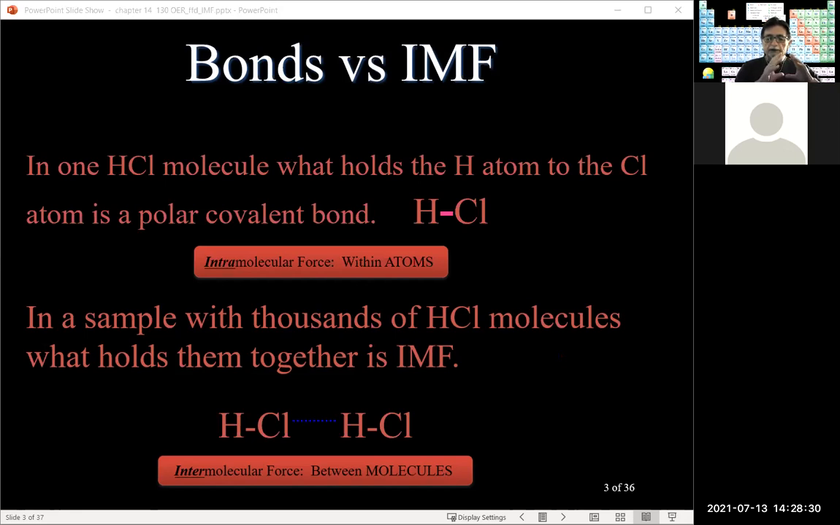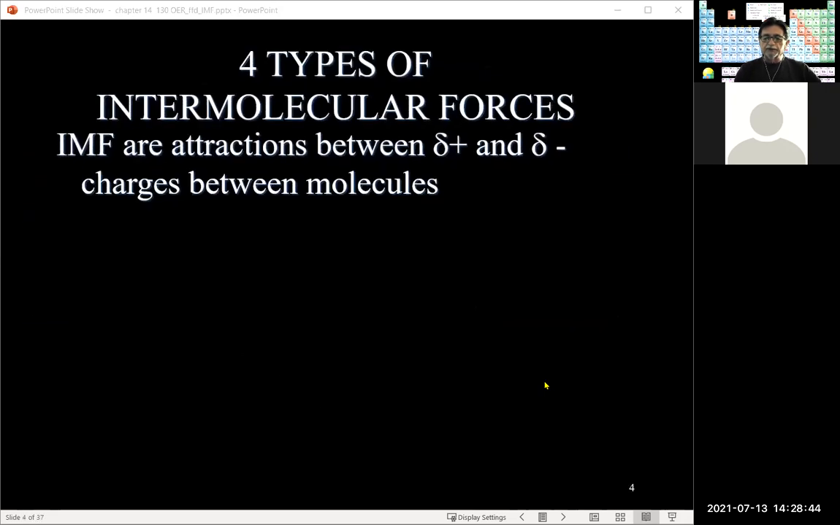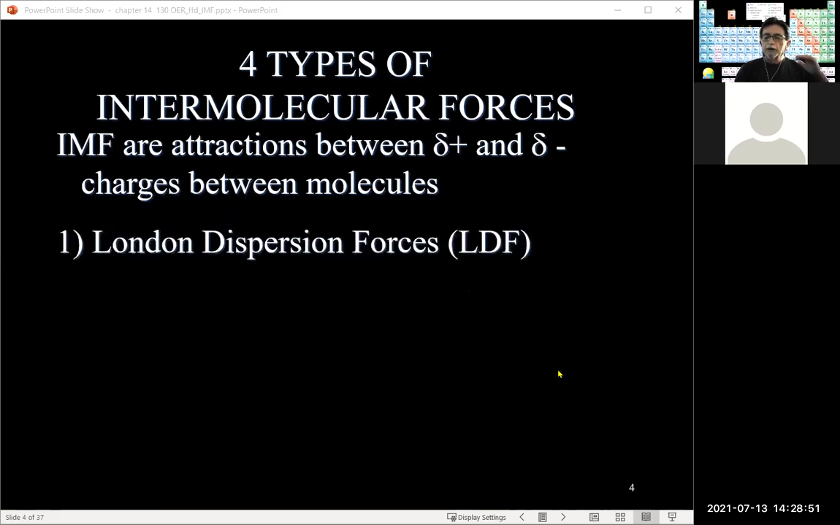Now, with respect to intermolecular forces, that's the interaction. Take hydrochloric acid, those interactions can be very, very strong, okay? And have a drastic effect on the physical properties. Now, there are 4 types of intermolecular forces, okay? The first type is called London dispersion forces, okay? Point number 1 about London dispersion forces.